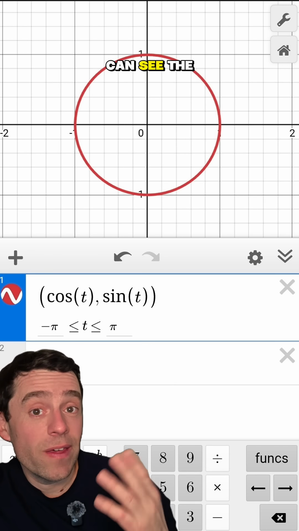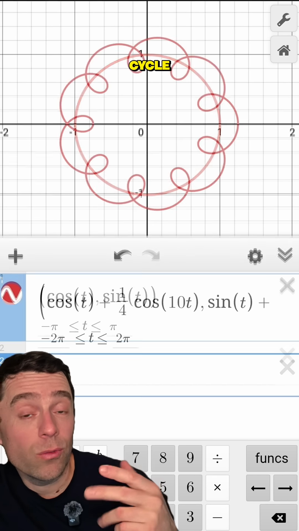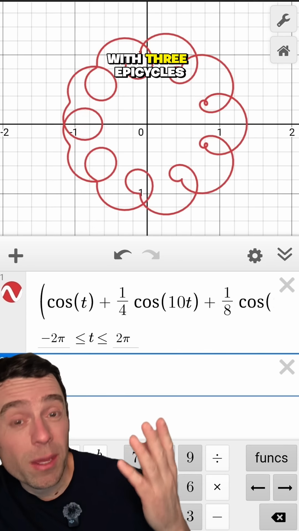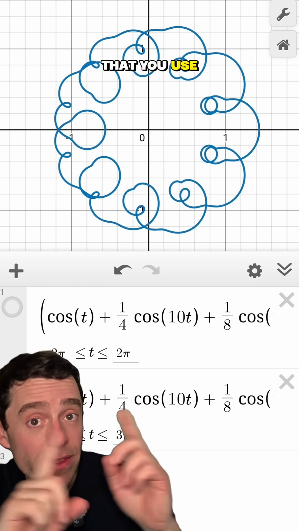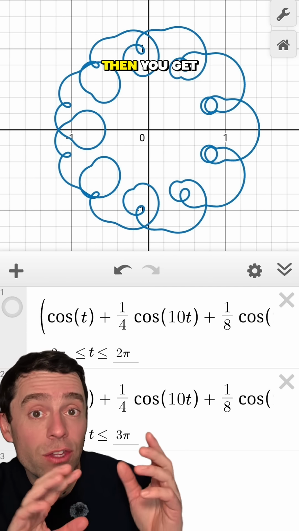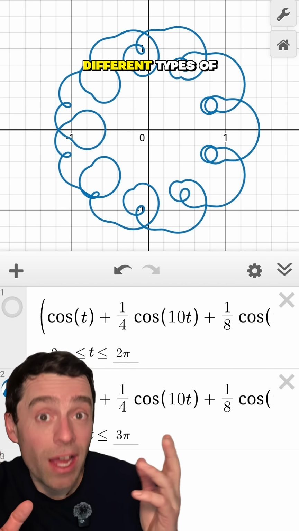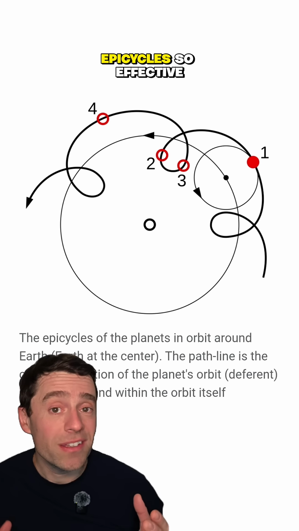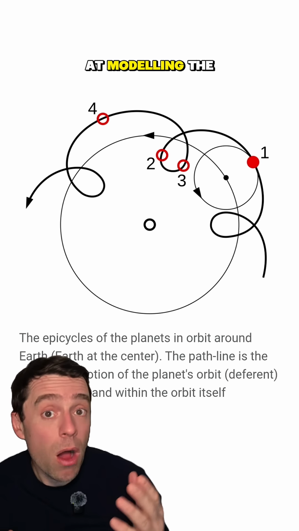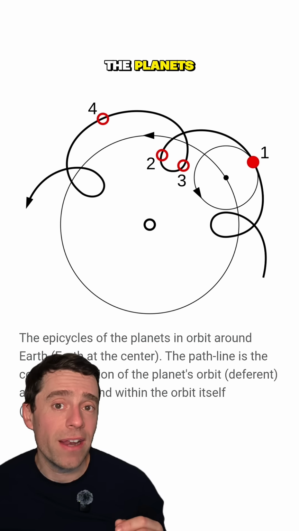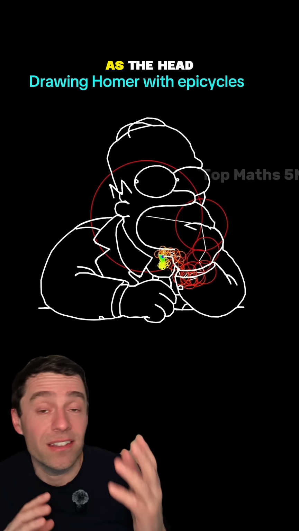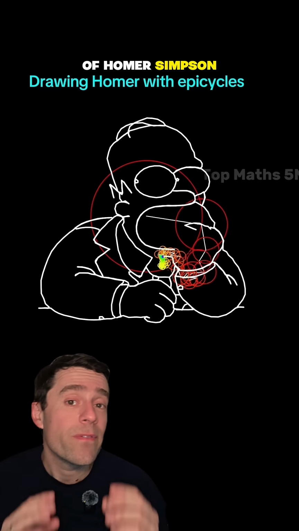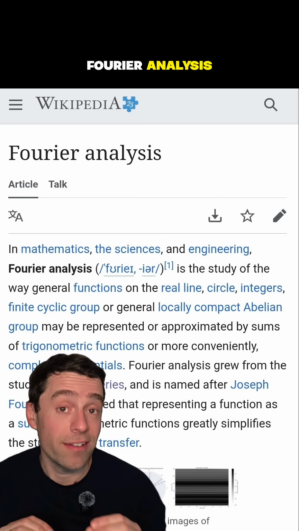So here you can see the epicycles with 1 cycle, with 2 epicycles, with 3 epicycles, with 4 epicycles, and depending on the constant that you use in the equations of the epicycles, then you get, well, different types of motion. But why were epicycles so effective at modeling the retrograde motion of the planets? Or why are they so effective at drawing something so complex as the head of Homer Simpson? The reason is Fourier analysis.